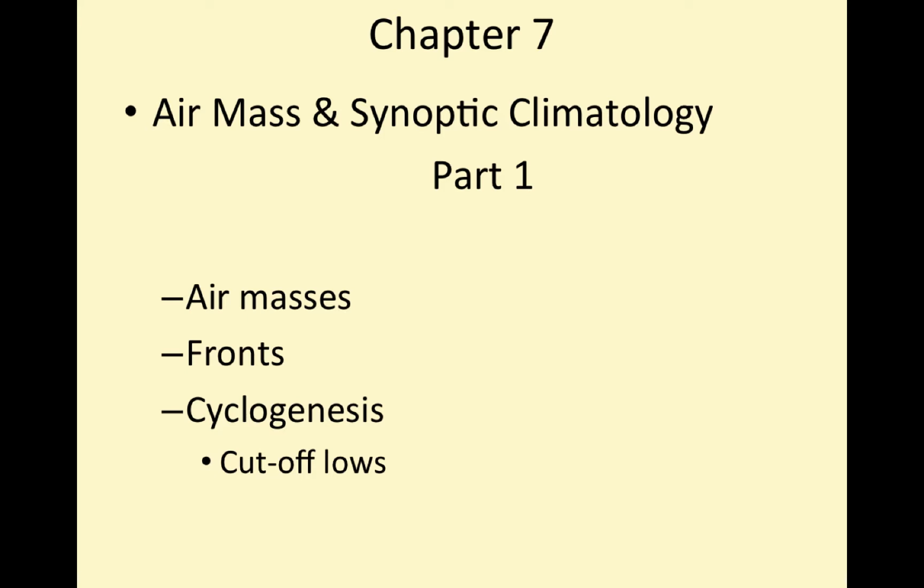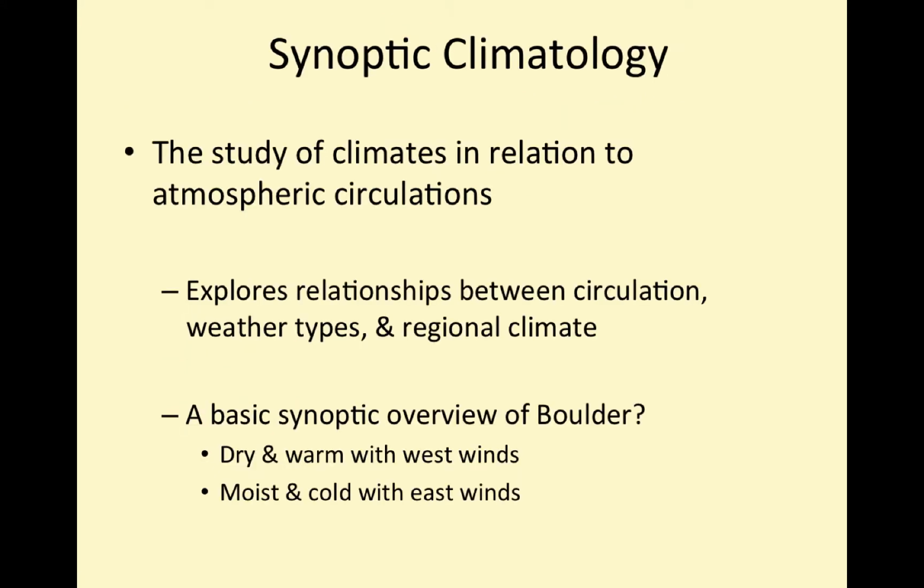The final part we'll look at here is what's called cutoff lows, when a cyclone essentially cuts off from the jet stream and becomes a wobbly cylinder of cyclonic motion. The reason I bring these up is they're actually important for explaining the anomalous precipitation events in the Boulder Front Range area. So, synoptic climatology: the study of climates in relation to atmospheric circulations.